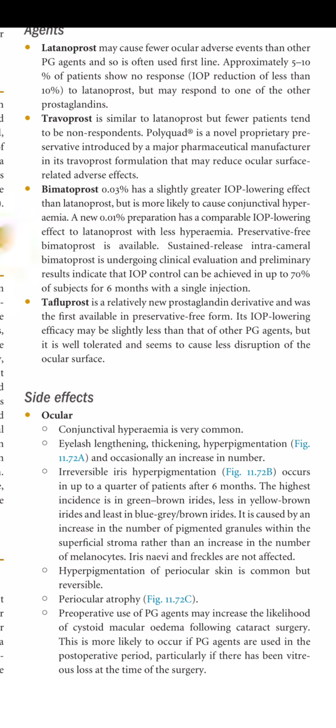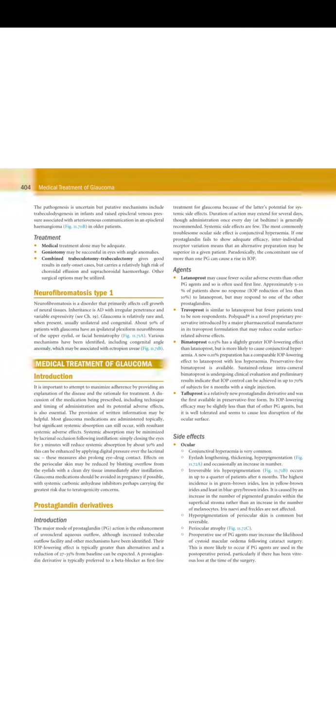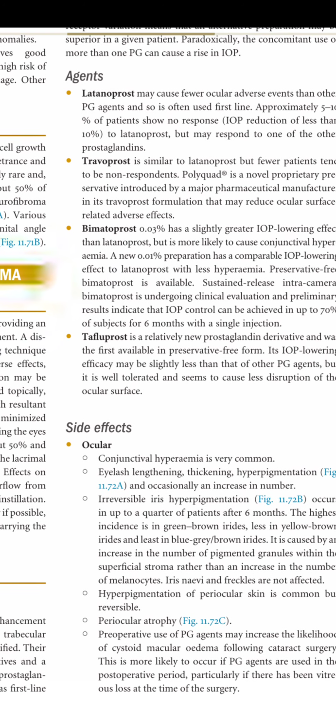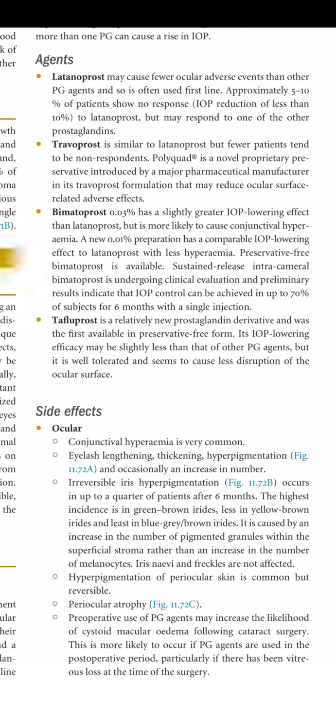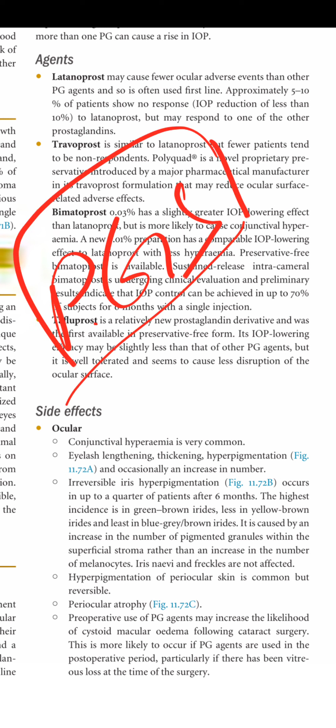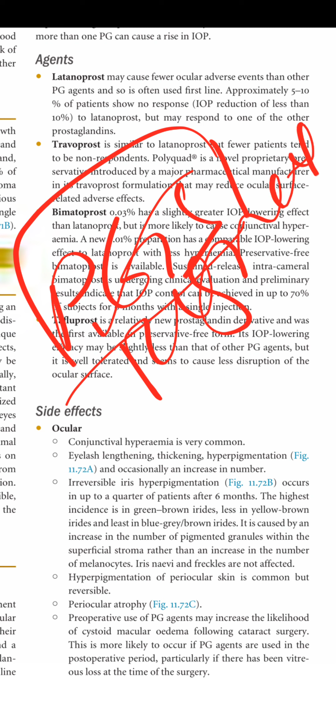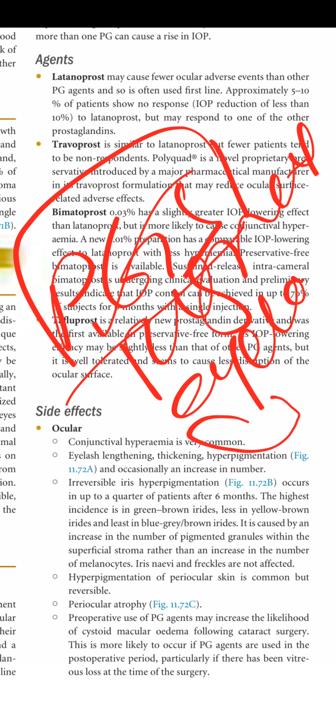So what are the side effects of the prostaglandins? There can be ocular side effects and there can be systemic side effects. Among the ocular side effects, conjunctival hyperemia is very common. Eyelash lengthening, thickening, hyperpigmentation, and occasionally an increase in number. So with the prostaglandins, you can just remember hyperpigmentation. From P is the pigmentation. There is going to be pigmentation on every surface. So the eyelash is going to be lengthened, thickened, and show hyperpigmentation.